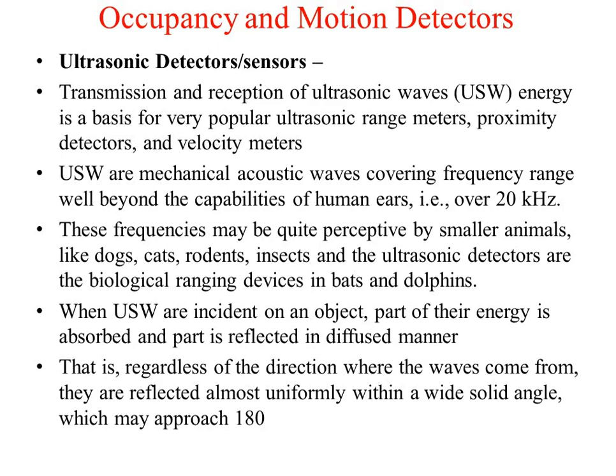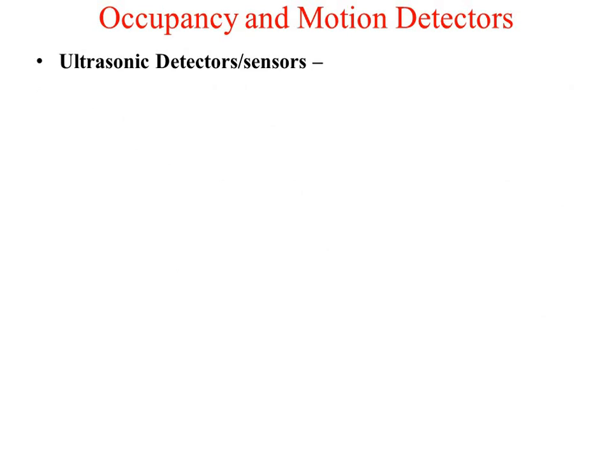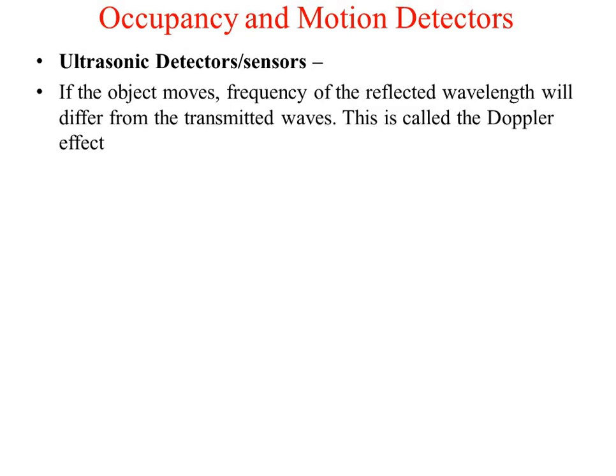This is what ultrasonic sensors work on. That's why we are able to identify the signals, and we can identify intruders or occupancy, or easily identify the presence of someone near the object or sensor.